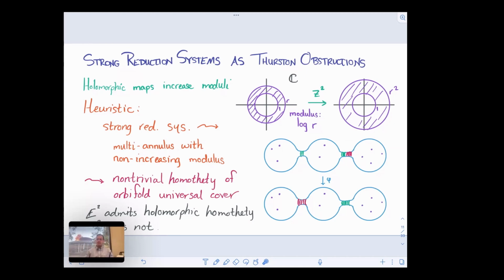Does that make sense, Mario? Any questions? Okay. So yeah, we explain this in our paper, but maybe it's too much to go into. That's the idea. You really need this Jenkins extremal problem.